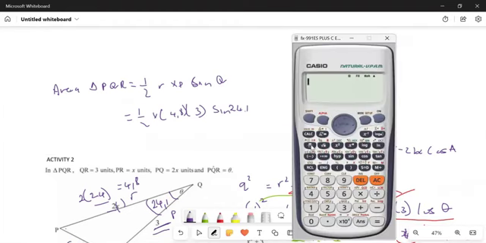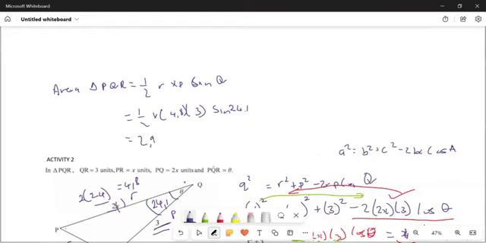You type this in your calculator: 1 over 2 multiplied by 4,8 multiplied by 3 multiplied by the sin of 24,1 close bracket. And this thing here is going to be 2,9. I think they didn't say anything here, so I'm going to call it units.